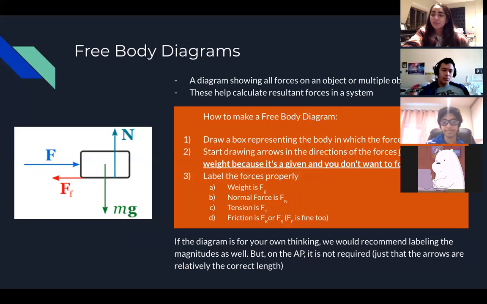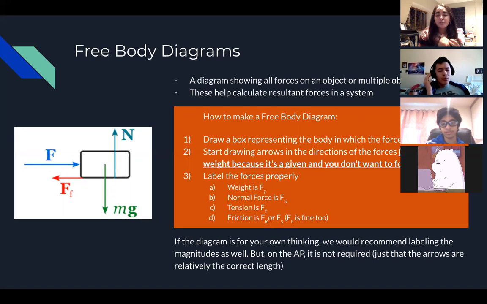So if the applied force is greater than the frictional force, or if the gravitational force is larger than the normal force, you should show that one is greater than the other, even if the ratios are not exact. That is not counted necessarily. And on the AP, you're expected to draw all of the forces from the center point, even though some people do teach it as where the force is originating. So for friction force, it'll be at the surface, but gravitational force will be from the middle.